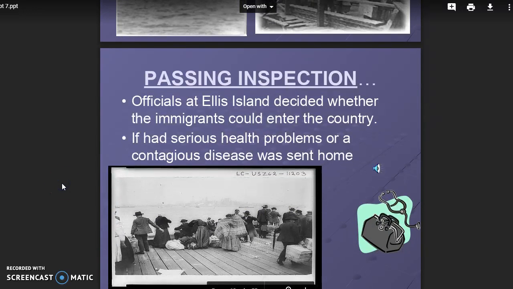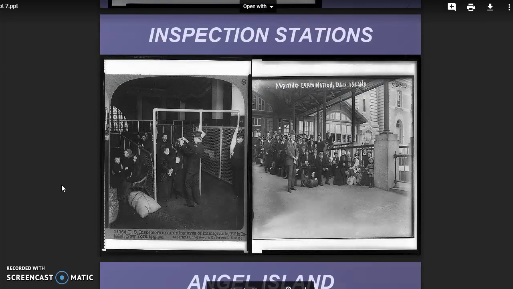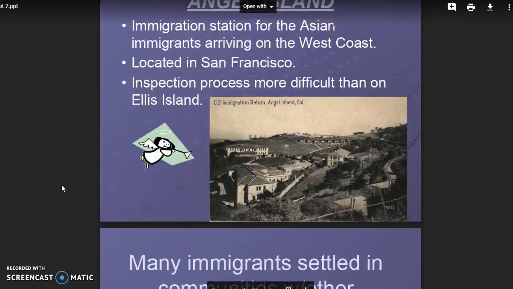When they arrived here, they had to pass inspection, and then it was determined whether or not they could enter the country. If they had serious health problems or diseases, they would have been sent home. Here are some more pictures. Now for the description of Angel Island, you can say it's the same kind of station, but it's on the West Coast, and it's located in San Francisco. Please write that down for number 6.